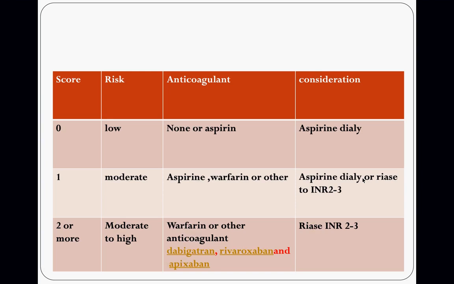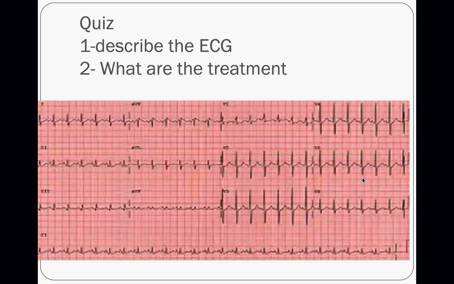if the CHA2DS2-VASc score is 2 or more, we should give anticoagulation for him. If the score is 1, he has moderate risk, and we discuss this with the patient whether to use aspirin or warfarin. Or if the score is 0, the patient has low risk of thromboembolism, so anticoagulant is not needed, and he can be managed with aspirin daily. Okay, next slide.